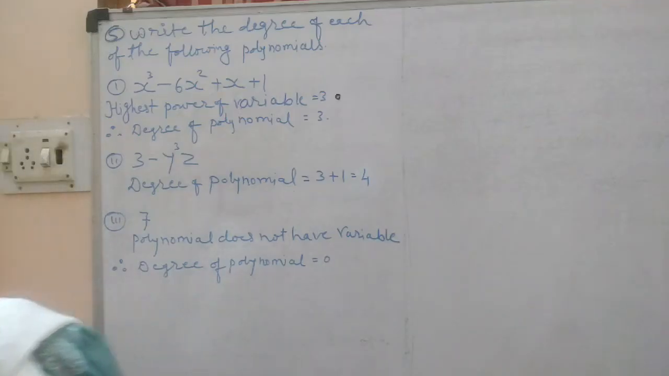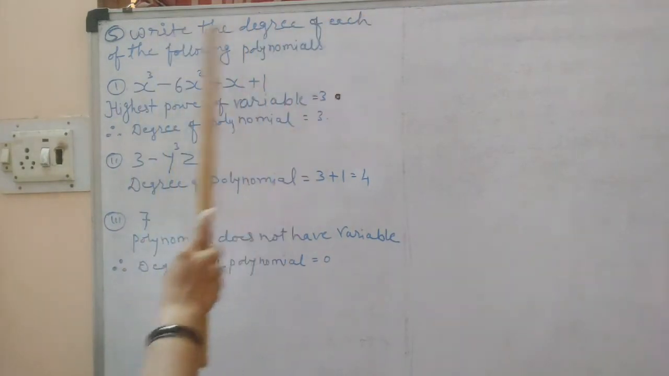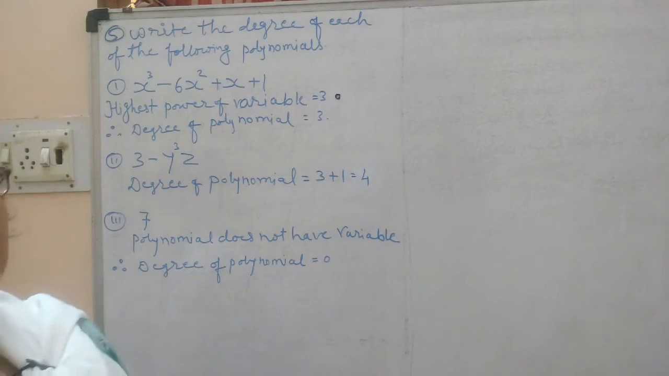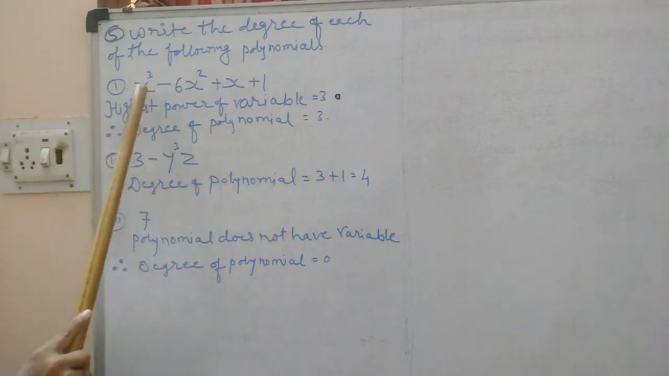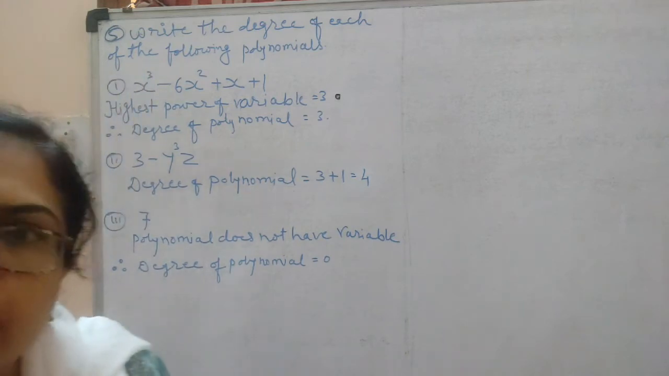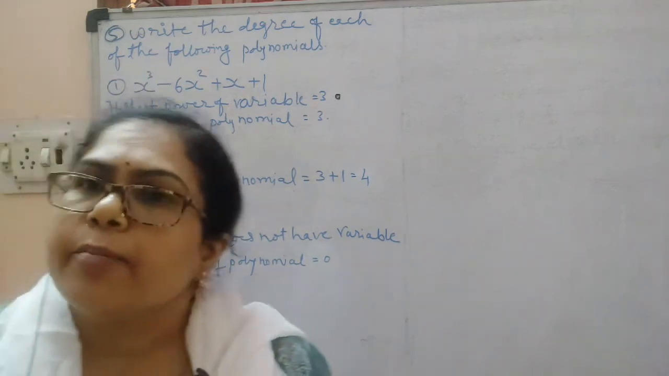Now see question number 5. Question number 5: write the degree of each of the following polynomials. So let me revise. What is the degree of the polynomial? Degree of the polynomial means the highest power of the variable. The highest power of the variable is the degree of the polynomial.